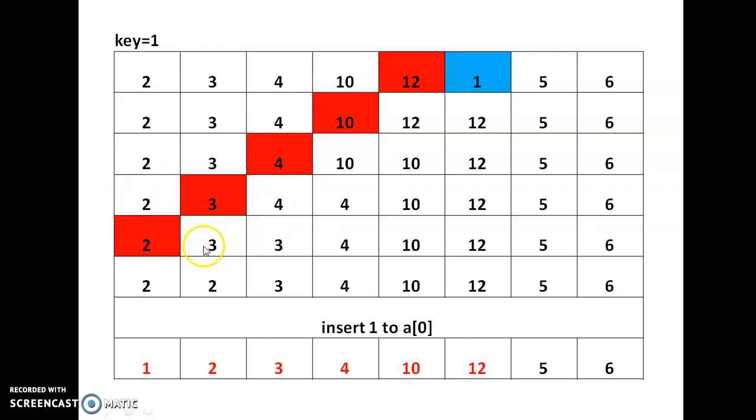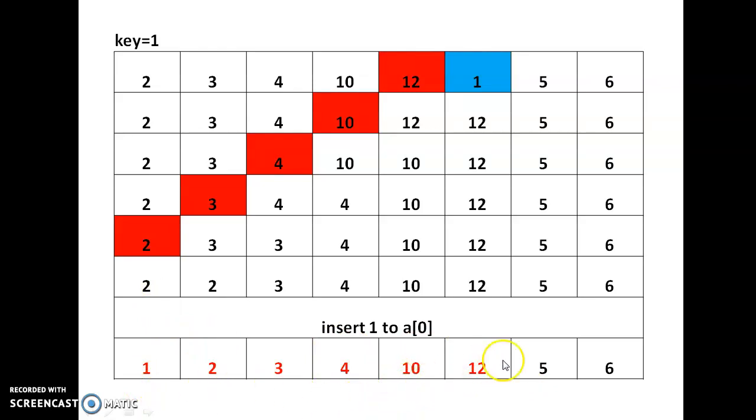So I am reaching here. Next 2. So 1 is less than 2. So 2 is pushed down by one position. I reach the ending of the array. So 1 is inserted at 0. So 1, 2, 3, 4, 10, 12. That means I am pushing all the elements in such a manner that our key is less than that particular element. So this is the sorted sublist that I have got.